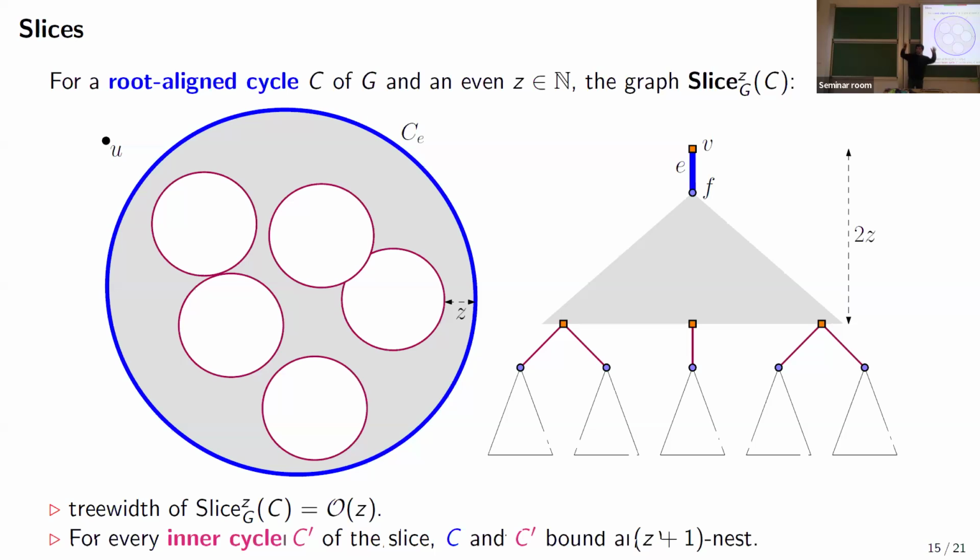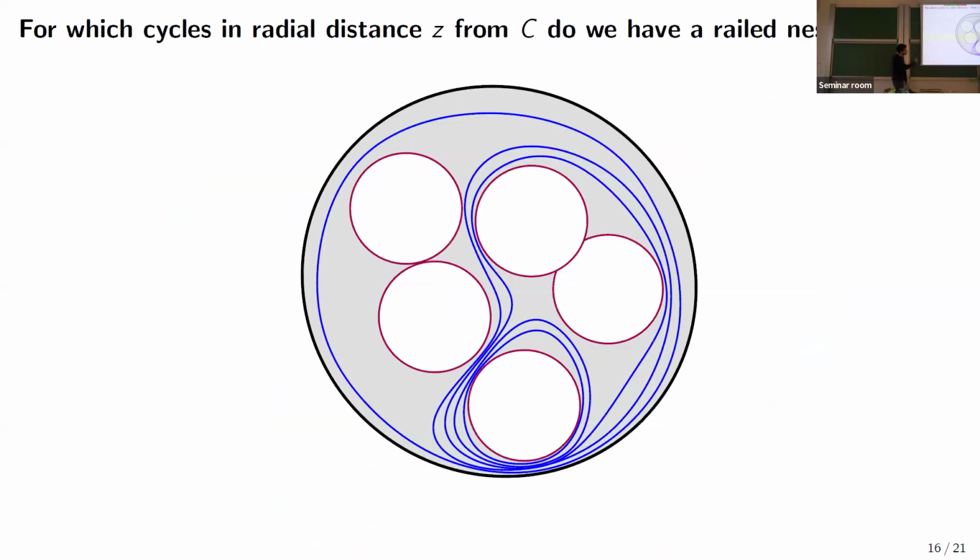Why? Because you spent Z layers to go, and this was the property that I had before, that in a long path inside the tree of my decomposition, I have a really large nest. So this is what's happening. I have the cycle on which I did my slice, and I have the inner cycle here, and I find the nest corresponding to this cycle.